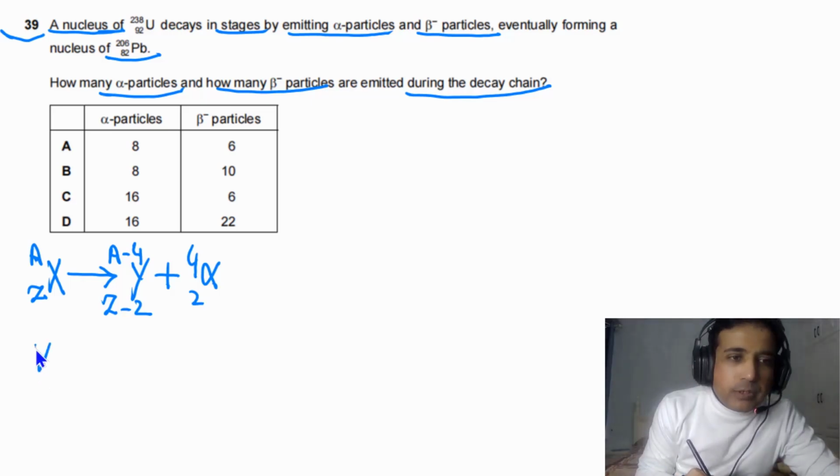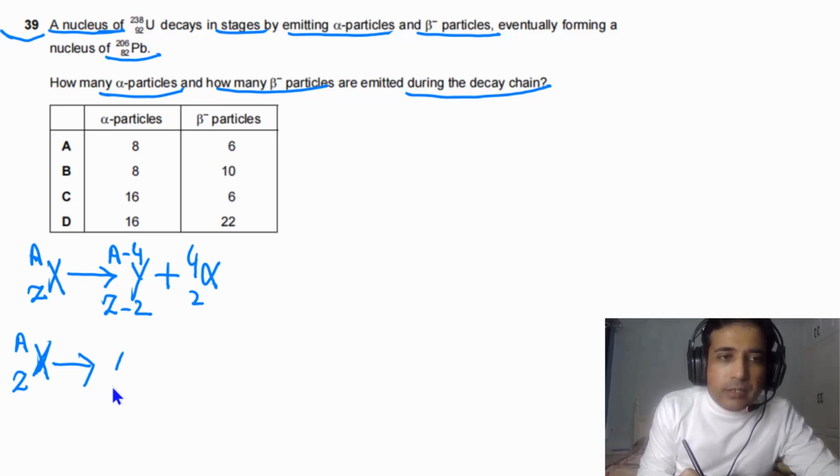Let's try to understand beta decay. Again, consider we have a nucleus X, atomic number is Z, mass number is A, and this decays into a nucleus Y by emitting a beta minus particle.